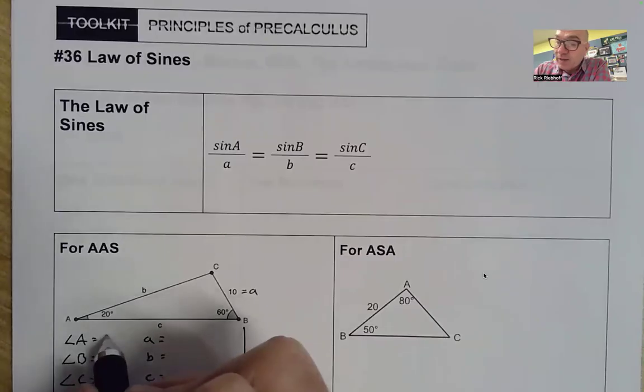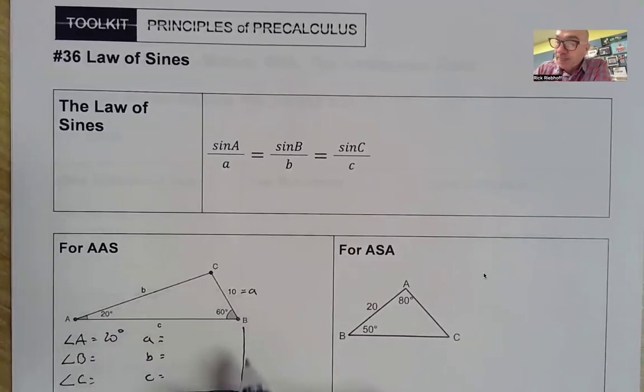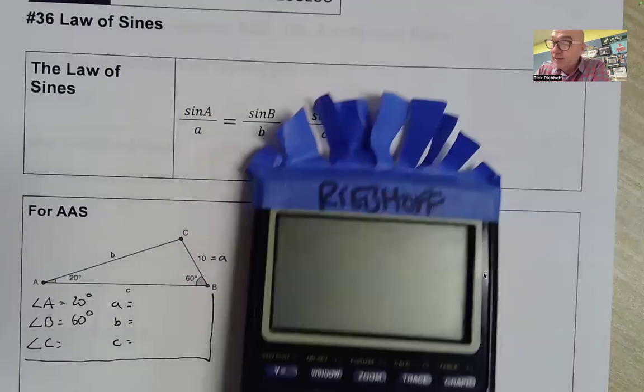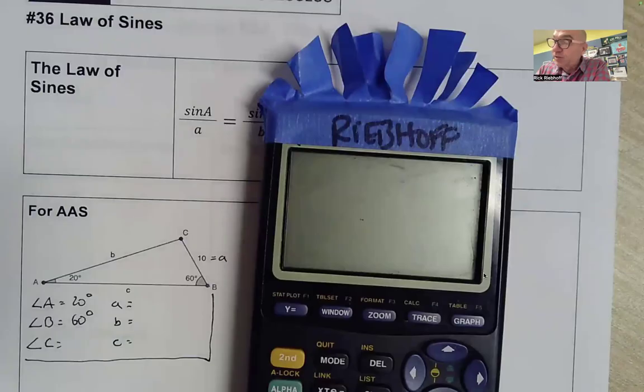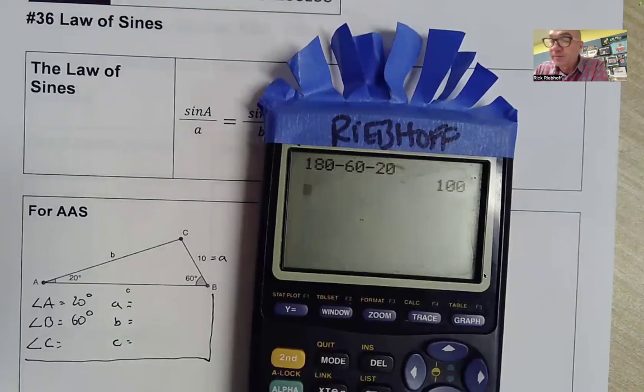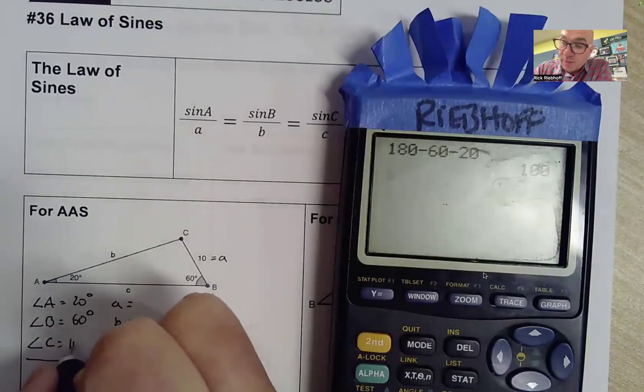Angle A is 20 degrees. Beautiful. Okay, angle B is 60 degrees. Can I find angle C? Yeah, 100%. So my trick is just to go 180 minus 60, and then minus 20 more, and there we go. It's going to be 100. So angle C has to be 100 degrees.